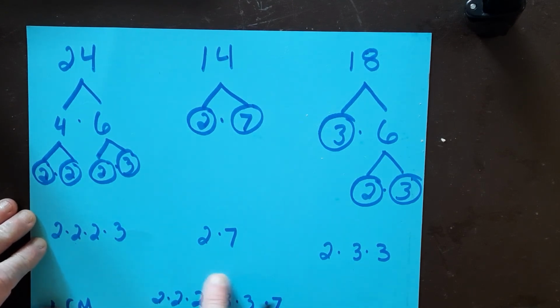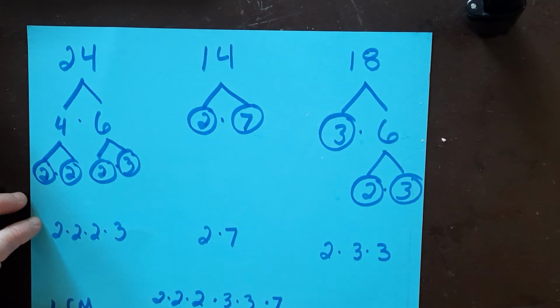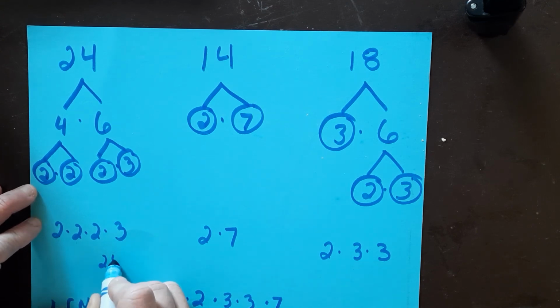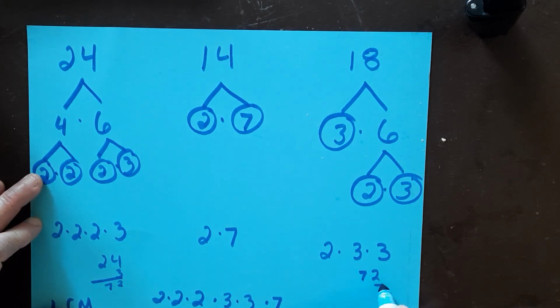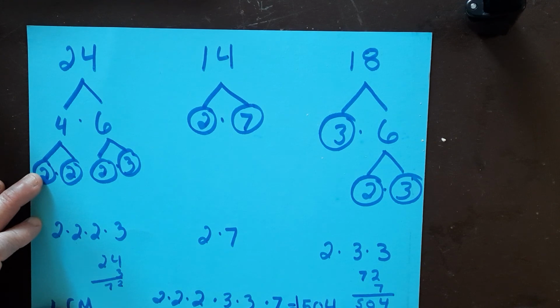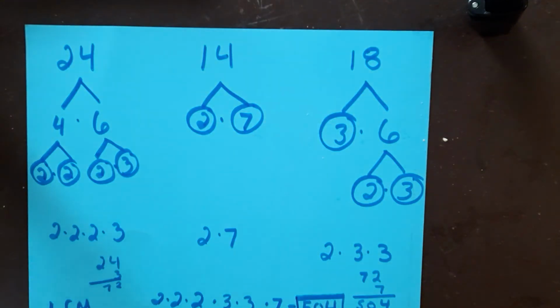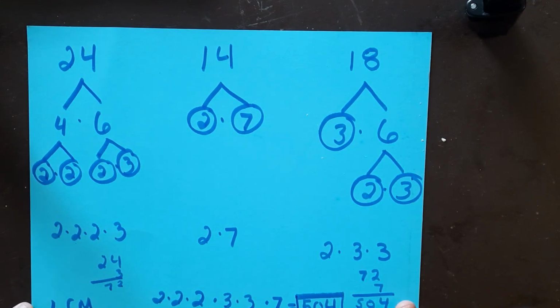So now we can use this to figure out what the least common multiple of these three numbers is by multiplying. 2 times 2 is 4. 4 times 2 is 8. 8 times 3 is 24. 24 times 3, we can write it off to the side if we need to, is 72. 72 times 7 is 504. So the least common multiple of 24, 14, and 18 is 504. That's the smallest number that each of these go into evenly. So that's how you find the least common multiple using factor trees.